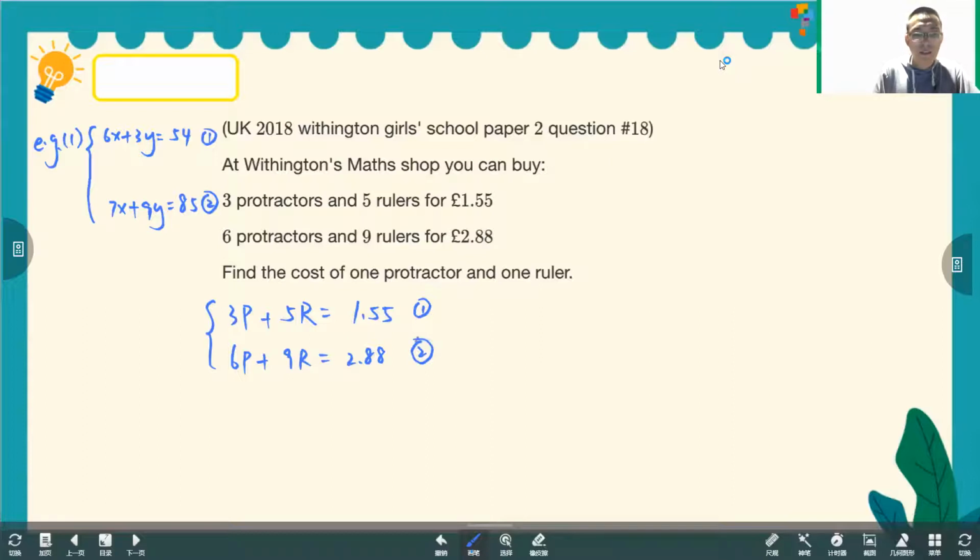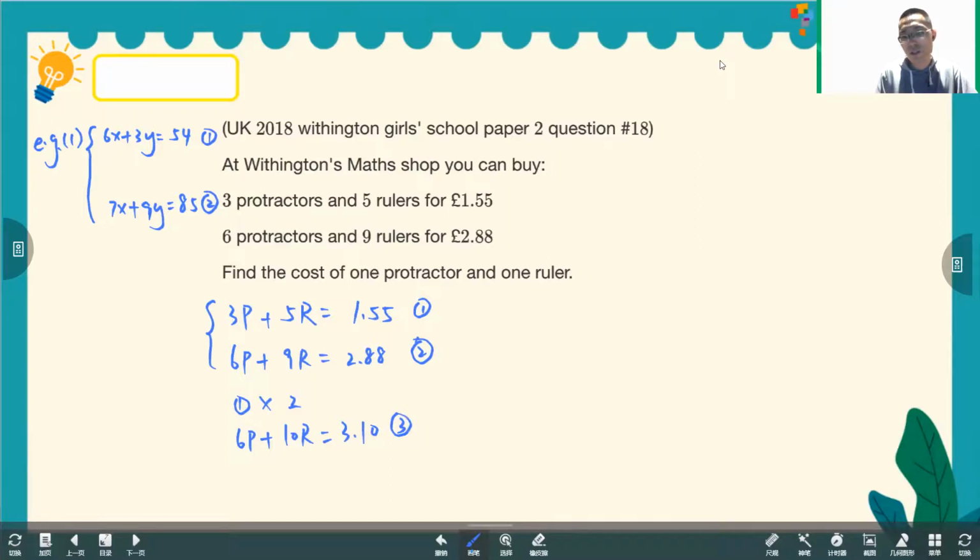And then, yeah, for this one, finding the common multiple of 5 and 9 is definitely more difficult than finding the common multiple of 3 and 6, right? So we only make the coefficient of p the same. And how we do it is actually even more simple. So the first equation times 2, everything times 2. So 3p times 2 is 6p, and then 5r times 2 is 10r, equals 1.55 times 2, which is 3.10. And this gives us the third equation.